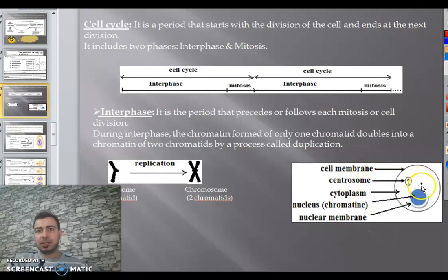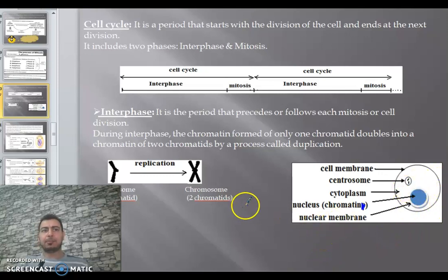Centrosome or centriole. Here the cytoplasm, the nucleus. Inside the nucleus there is chromatin. In the center of the cell there are filaments called chromatin. And we cannot see chromatin under the microscope of course because they are thin filaments, and this is the nuclear membrane.